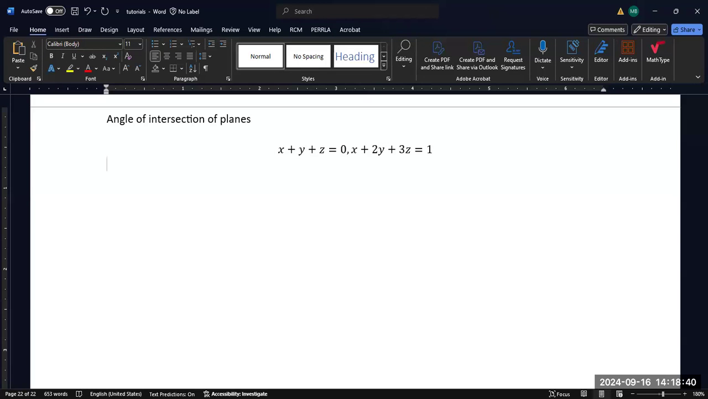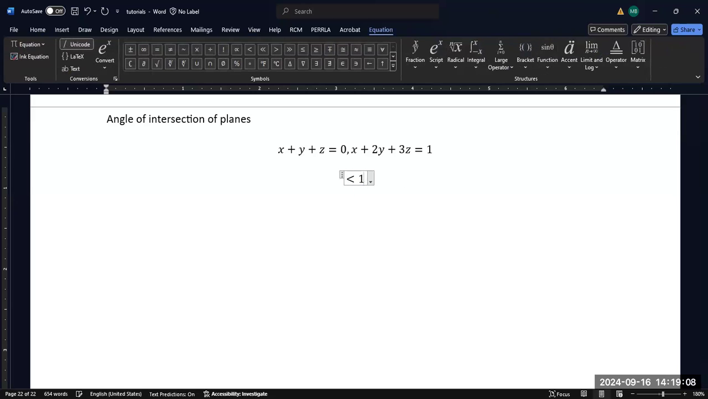Now, the thing about the angle of intersection of planes is that we don't have to come up with vectors in the plane, because we can get vectors that are perpendicular to the plane, and the angle that those perpendicular vectors are to each other will also represent the angle between the planes. So our vector for the first plane is 1, 1, 1. And the vector for the second plane is 1, 2, 3.